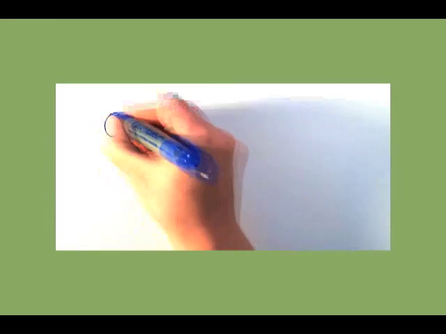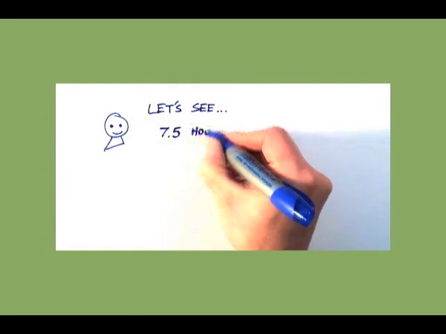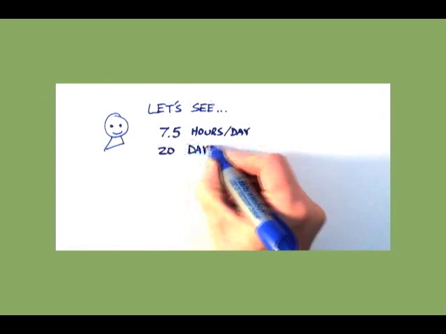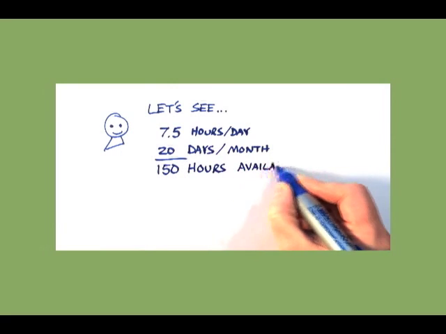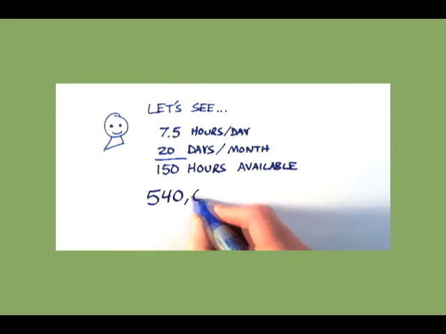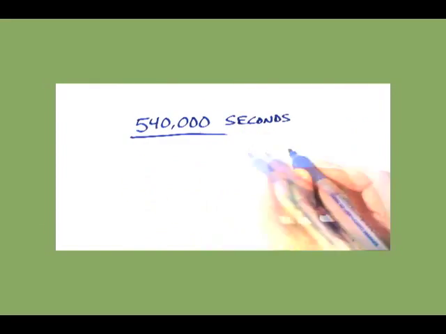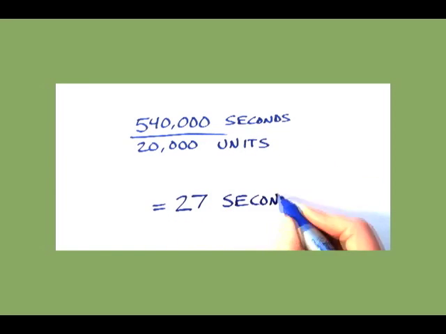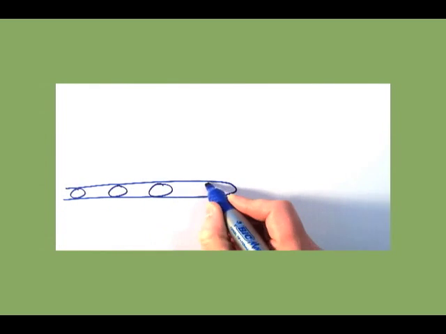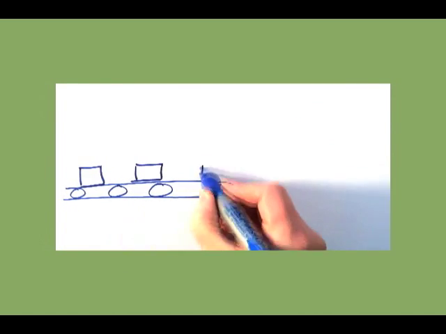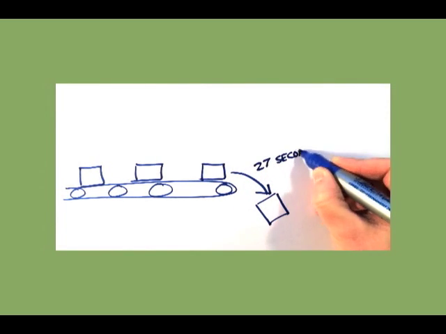Takt time is calculated by dividing your available production time by the number of units your customer needs. So for a single shift operation running 7.5 hours a day, 20 days a month, you have 150 available hours, or 540,000 seconds. If the customer needs 20,000 units, the calculated takt time is 27 seconds. So in order to meet the customer demand, one unit will need to be produced every 27 seconds, at a minimum.